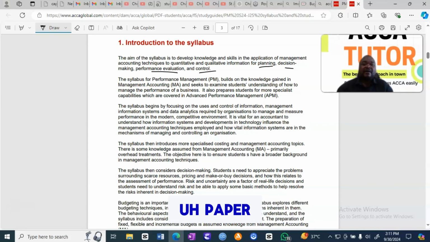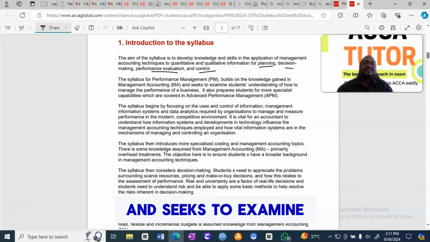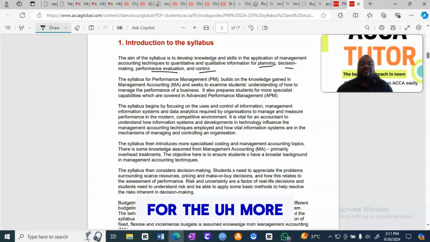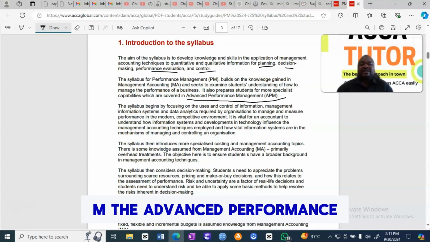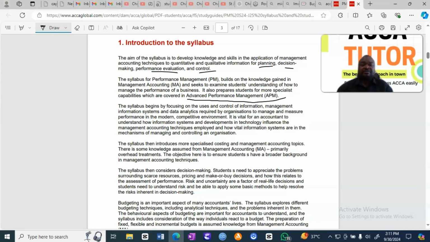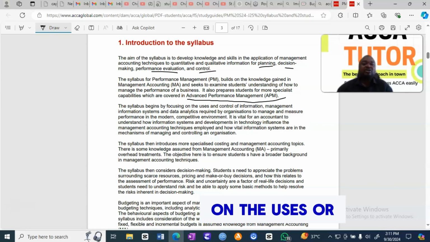The syllabus for performance management builds on the knowledge gained in the previous paper, the ACCA management accounting paper, and seeks to examine students' understanding of how to manage the performance of a business. It also prepares you for the more advanced paper, the ACCA APM, the Advanced Performance Management. The syllabus begins by focusing on the uses and the control of information.